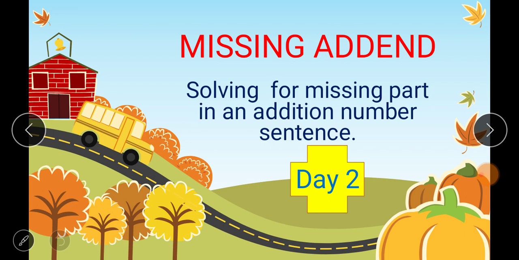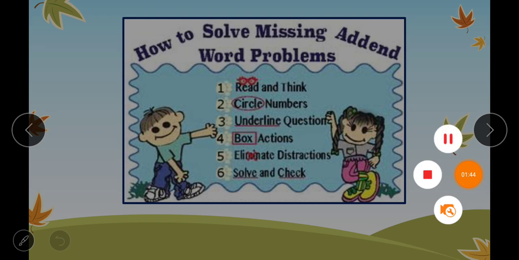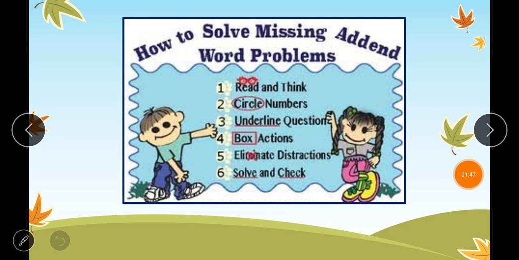We're going to continue with solving for missing parts in an addition number sentence. Okay, and this is the missing addend. Good. Let's continue. So today we want to solve for missing addend in word problems, in story problems. Now, what do we do first when we read a story problem?